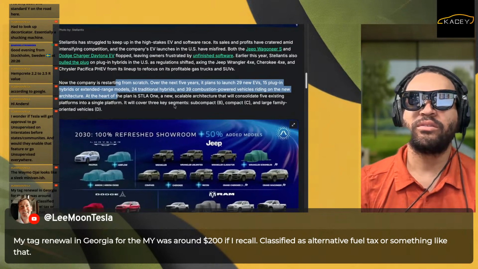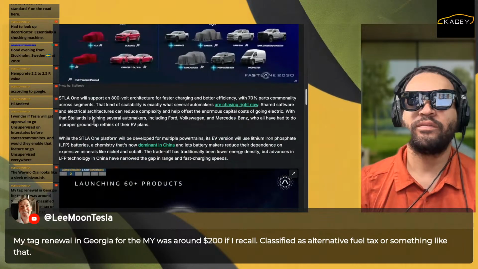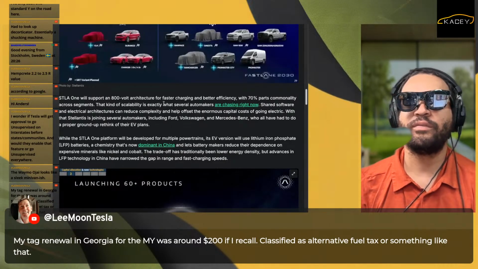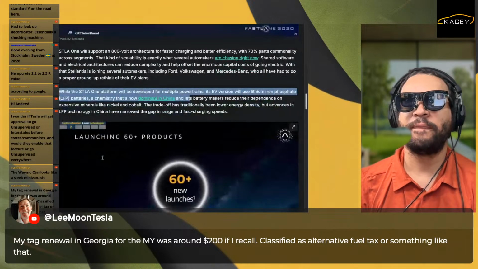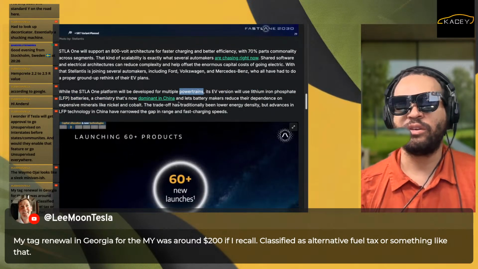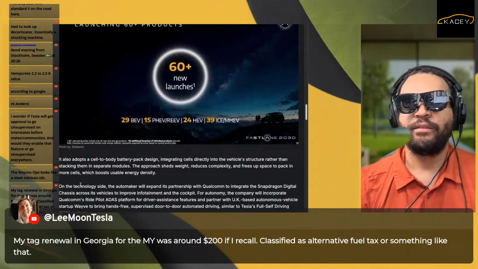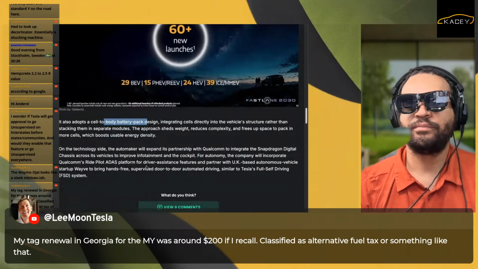New scalable architecture. The Stella 1 will support 800-volt architecture. The Stella 1 platform will be developed for multiple powertrains. Its EV version will use lithium iron phosphate. It's the multiple powertrains that's going to cause them issues right there. They already learned this lesson. Cell to body is new. Well, we haven't seen it done yet anyway, I should say.